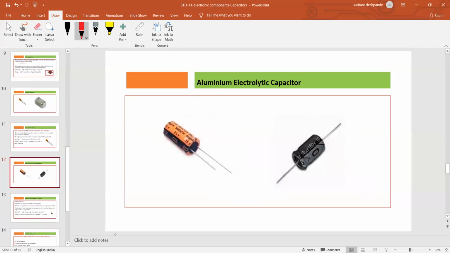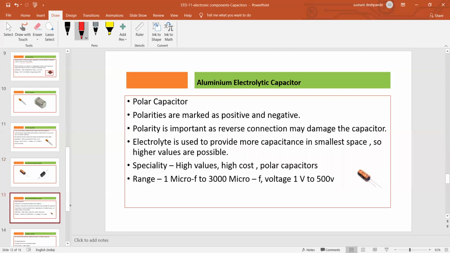Next, the last type in the fixed capacitors is the aluminum electrolytic capacitor. So in the aluminum electrolytic capacitor, the shape is cylindrical like this. How is it constructed?